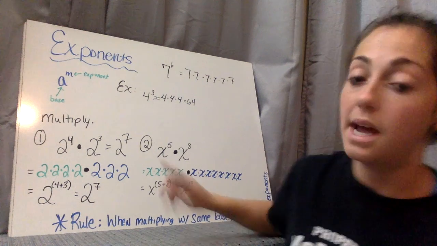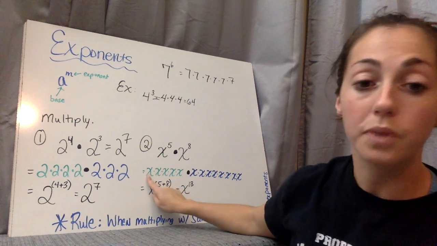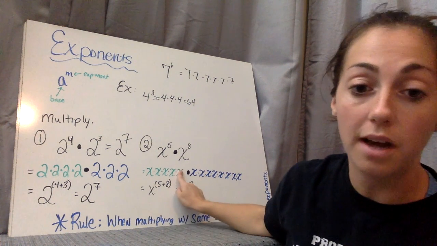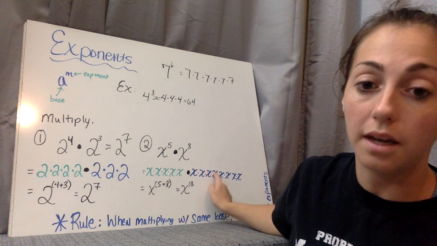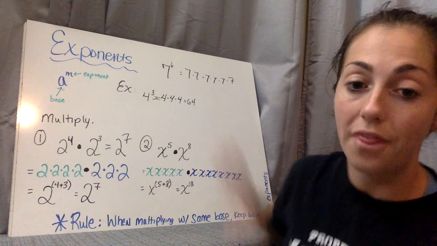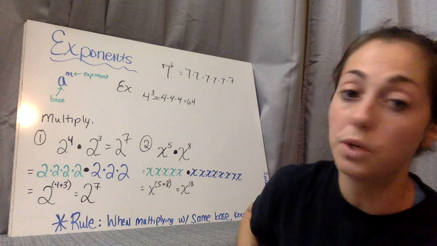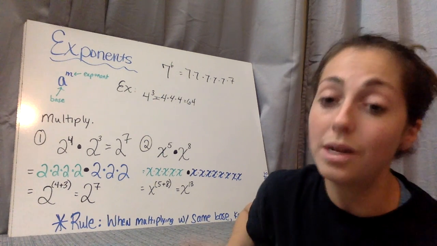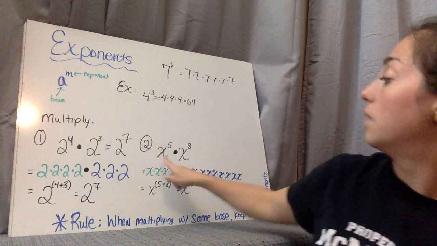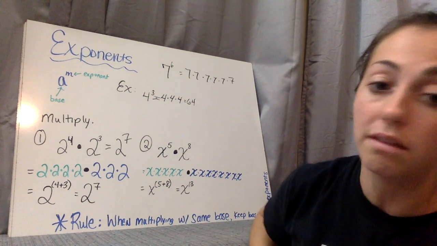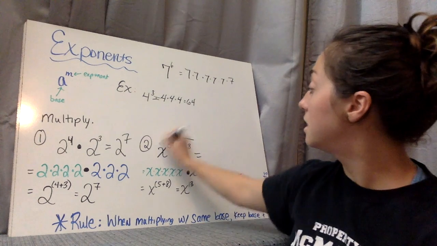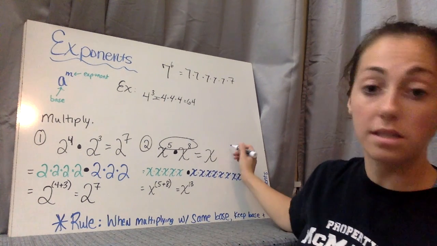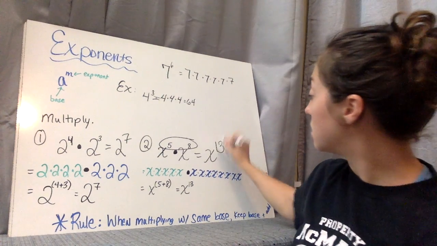So total, how many x's do I have? I'm going to count them. 1, 2, 3, 4, 5, 6, 7, 8, 9, 10, 11, 12, 13. So if you want to do this every single time, you can totally do that. Or what did we do to get 13? I have x to the 5th times x to the 8th. Just add these numbers. So it's x to the 13th.